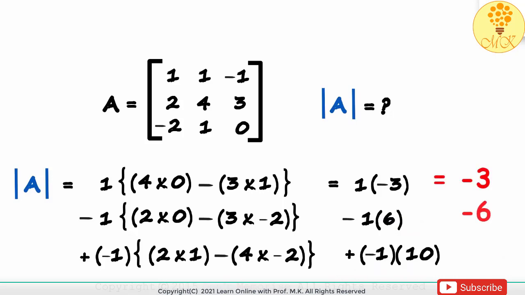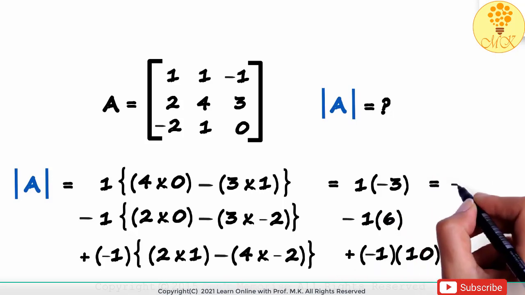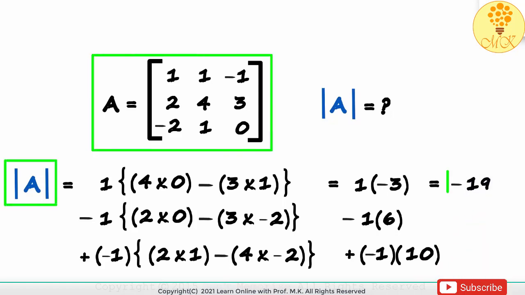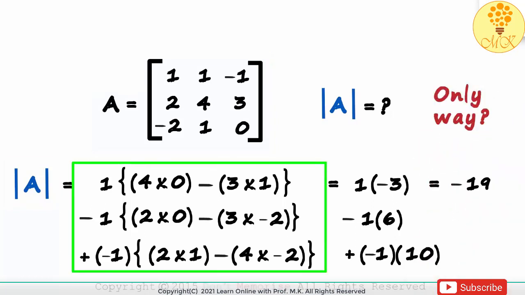Minus 3 minus 6 minus 10 will equal minus 19. The determinant of this matrix A is minus 19. Was this the only way to solve for the determinant of a 3x3 matrix? Probably not. We will continue this further in the coming lessons.